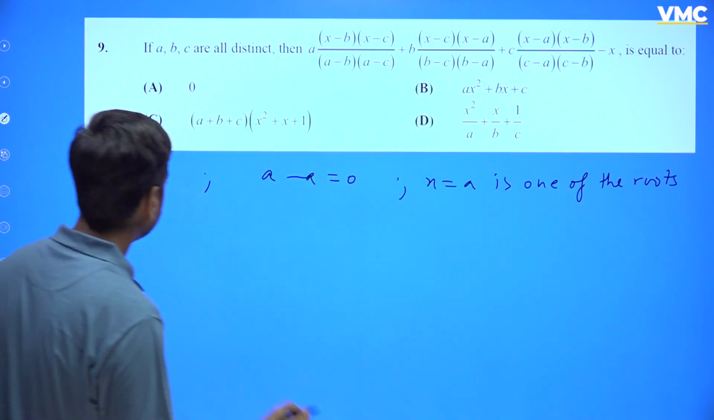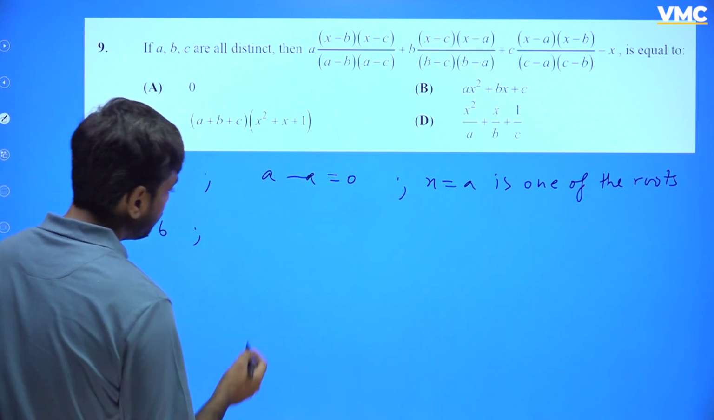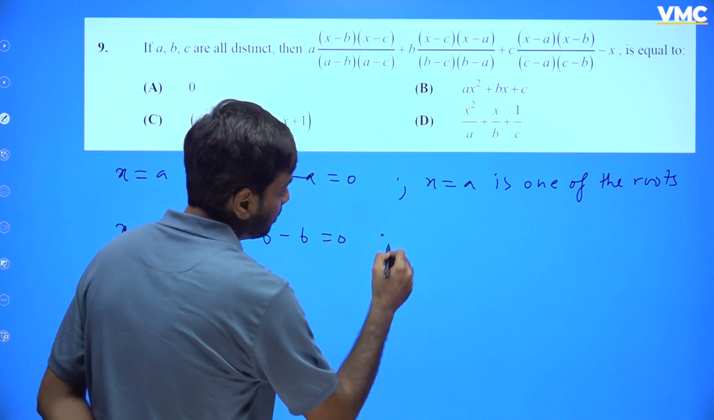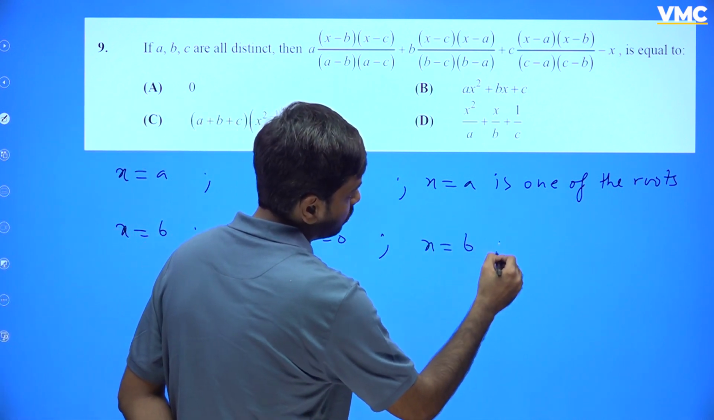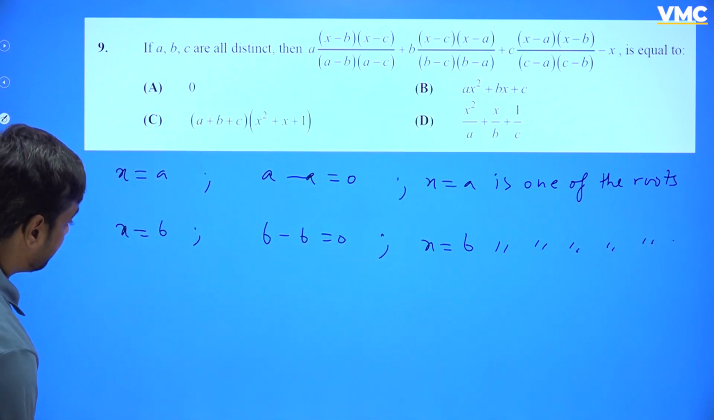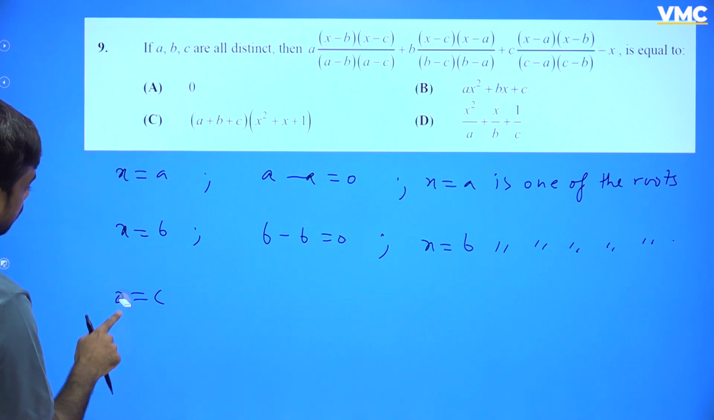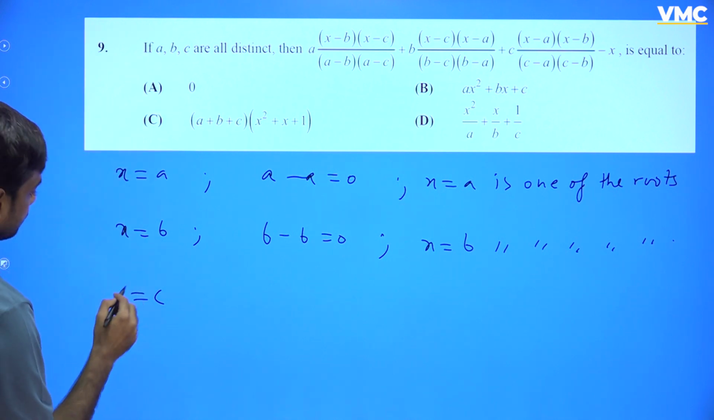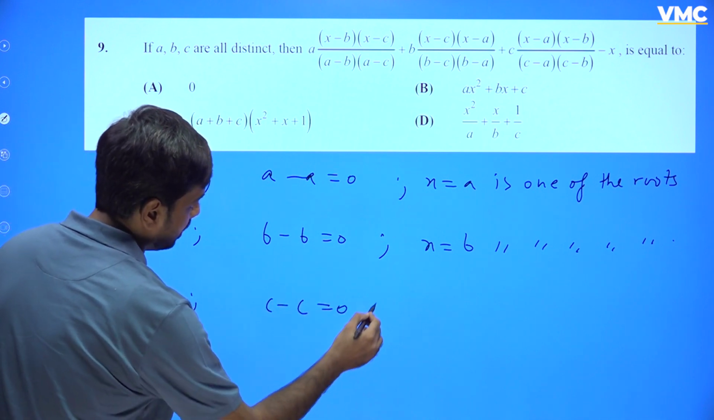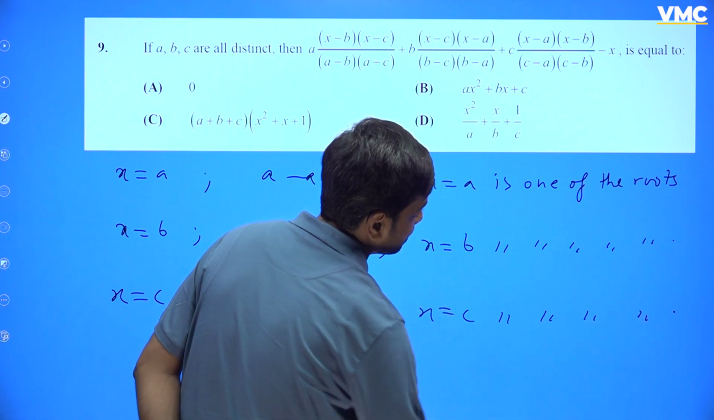So from here, I can say x equal to a is one of the roots, right? Similarly, when you substitute x equal to b, we have b minus b is equal to 0. You can just substitute and check it. So from here also I can say the same thing, x equal to b is one of the roots, right? In the same way, if you substitute x equal to c, what will happen? You have c minus c is equal to 0. That means x equal to c is also one of the roots of this quadratic.